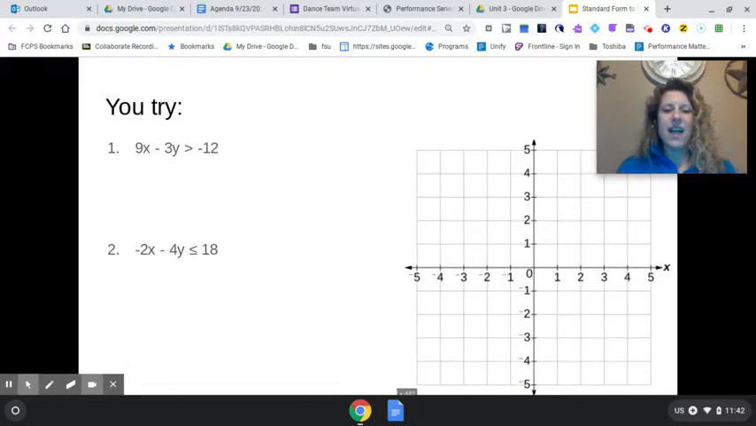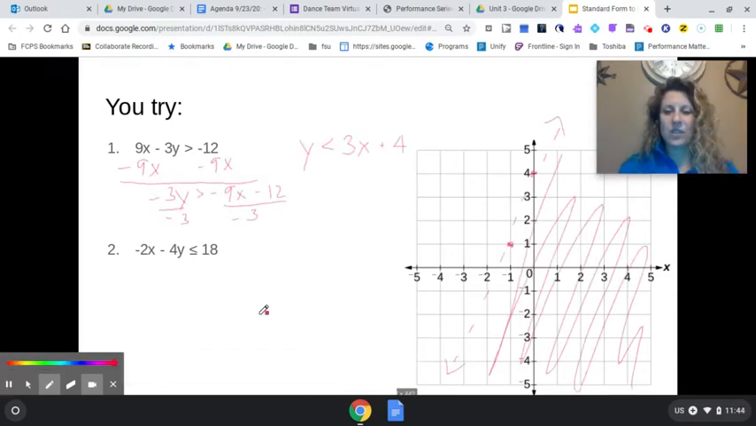Okay, this slide is a you-try. Again, we have two standard form inequalities. I would like you to convert those both to slope-intercept form, and let's practice graphing those as well. Pause the video here and then unpause to see the solutions.